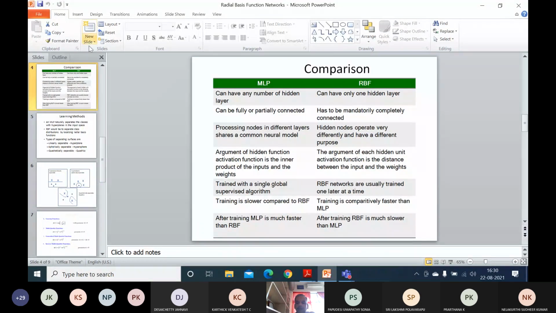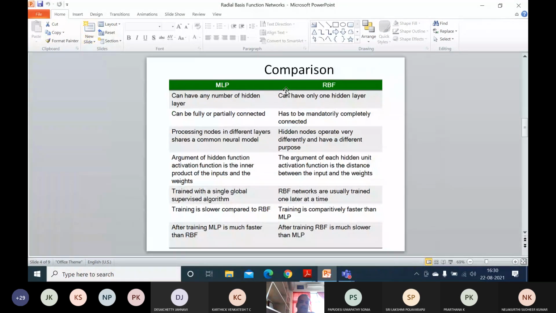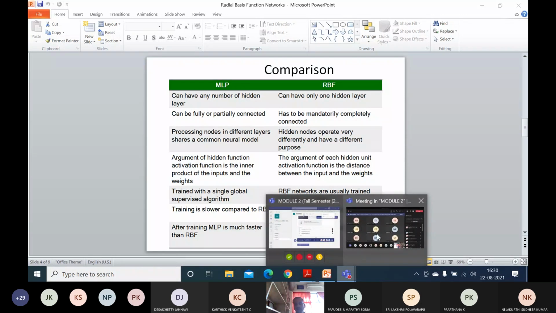So there is a comparison between the MLP, multi-layer perceptron, and the RBF network. If it is a multi-layer perceptron, you can have any number of hidden layers. We can increase the hidden layers, and we can also increase the number of nodes in the hidden layers if I am unable to get a correct or exact answer. But in the case of an RBF network, you can have only one hidden layer. That is the difference. Both are feed-forward networks.